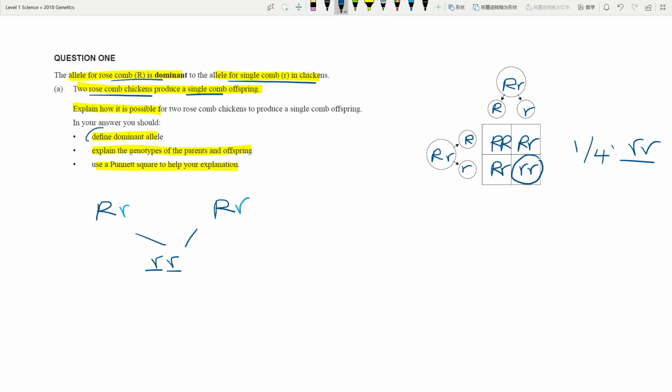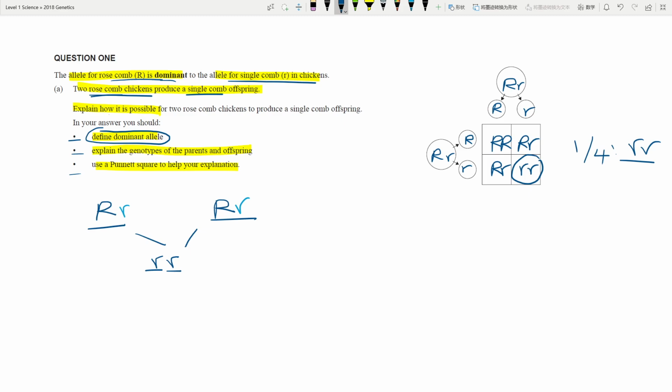Okay, so to define what a dominant allele is, with genetics it's more about understanding the wording. You can just look at the schedules, and I'll break it down as well, but it's all about the understanding. Just highlight the keywords, like dominant. You've got two rose combs, so work out what their genotype is, and then work backwards. So don't jump into the bullet points first. You're trying to answer the question, how is it possible? So first things first, you have to figure out what the genotype is.